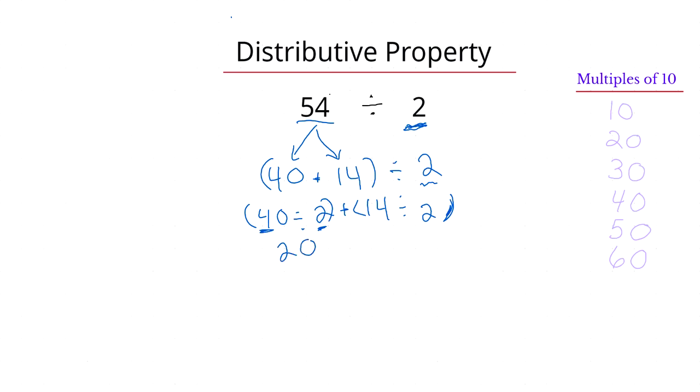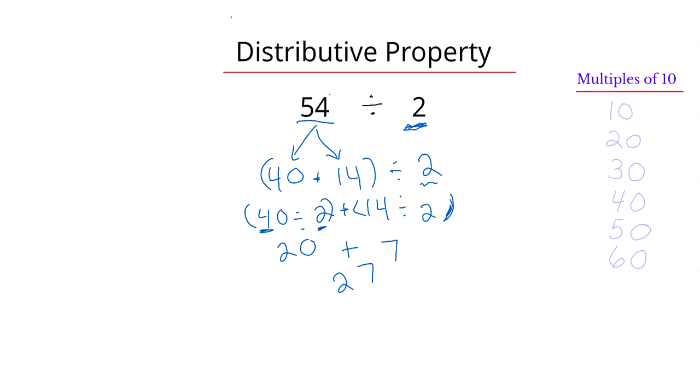Then you bring down the plus sign. And this one is straightforward. 14 divided by 2 is the same as 2 times what is 14? That answer is going to be 7. And 20 plus 7 equals 27. This is distributive property. And this is how it works all the time.